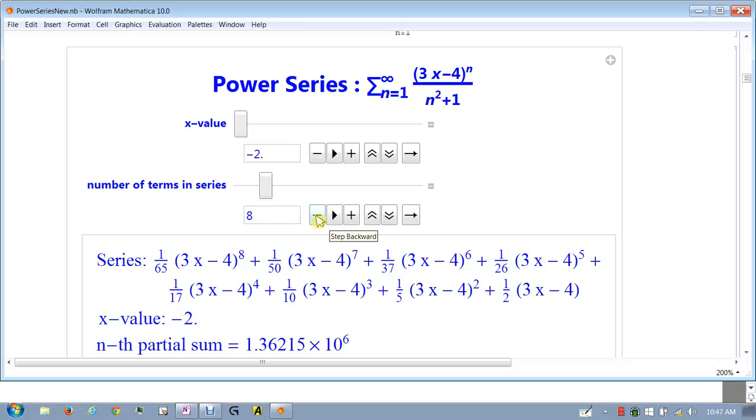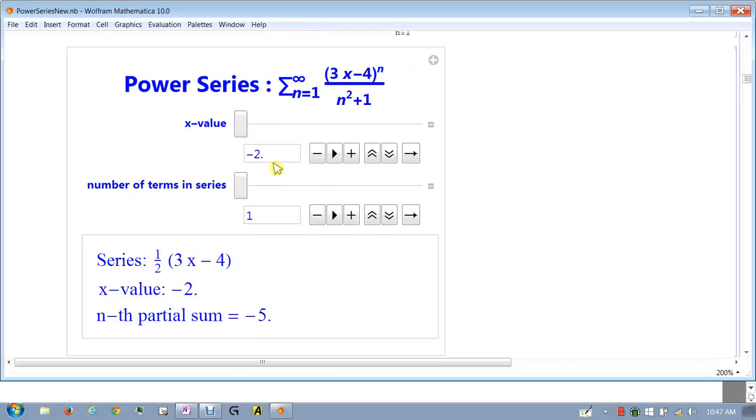All right, so let me back it up. Let me pick something that's inside the interval of convergence, which was what? Between 1 and 5/3? Yes? So how about 0.95? That's not in the interval of convergence, right? So let's see what happens.